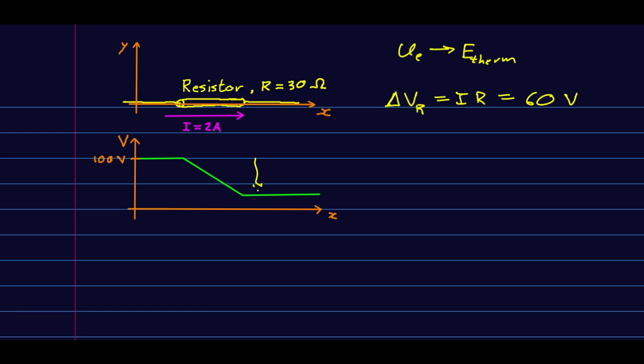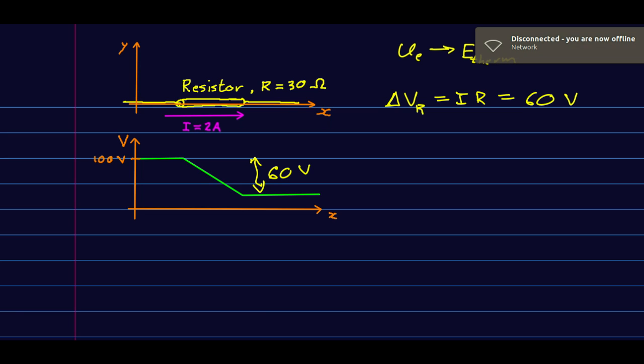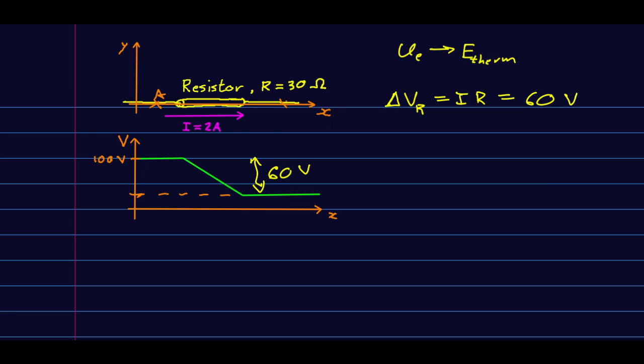So there's a 60 volt potential difference across this resistor, and so that tells us that it was 100 volts. I just arbitrarily said it was 100 volts over here at A, over here at B. Now it is 40 volts, right? 60 volts below what it was.